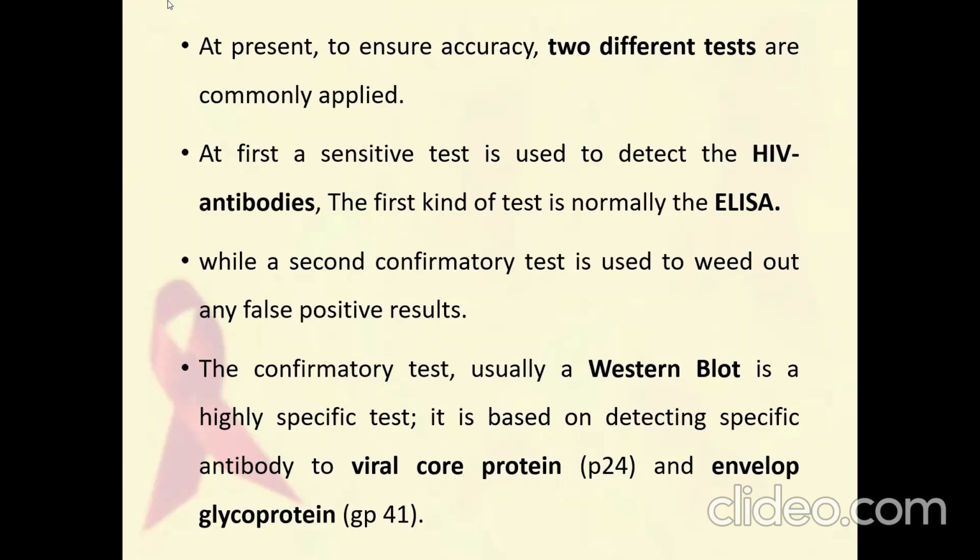So, there are two different tests which are commonly applied. First one is ELISA which is sensitive test, and the second test is Western blot test, which is specific test. It is based on detecting specific antibodies to viral core protein, that is P24, and enveloped glycoprotein, that is GP41.